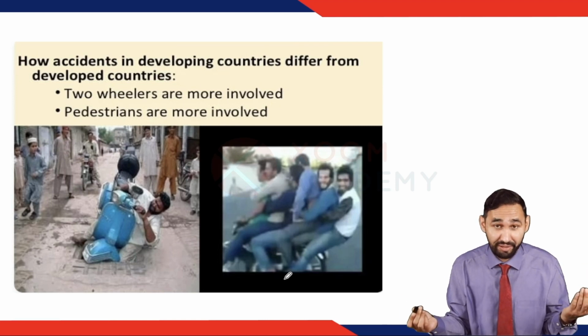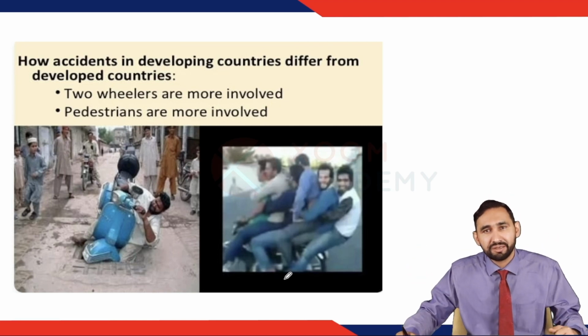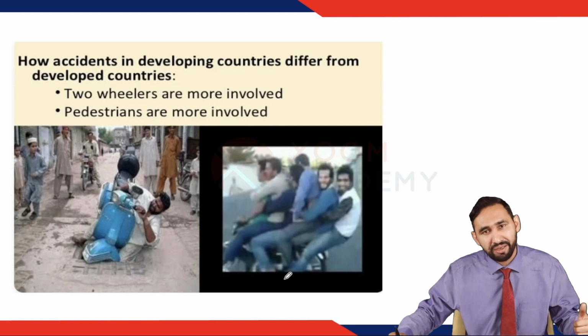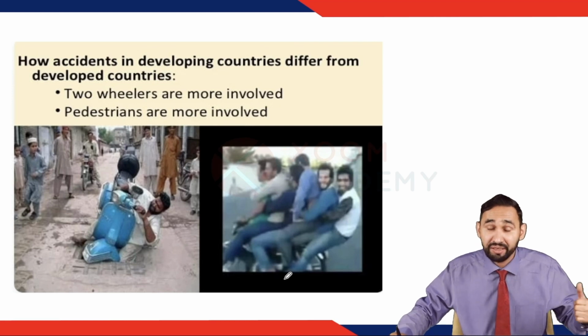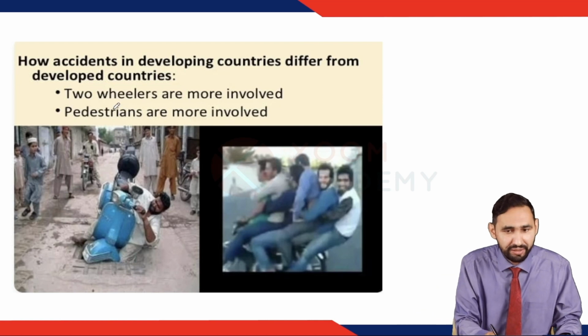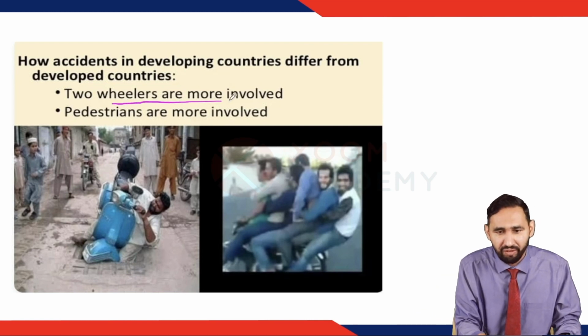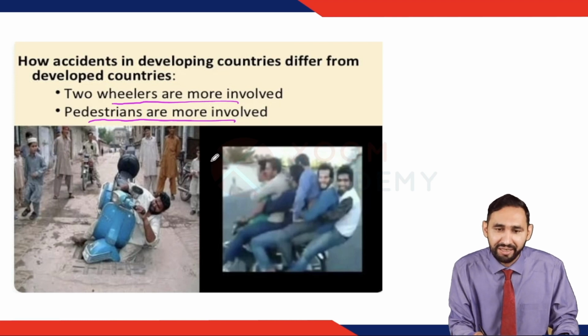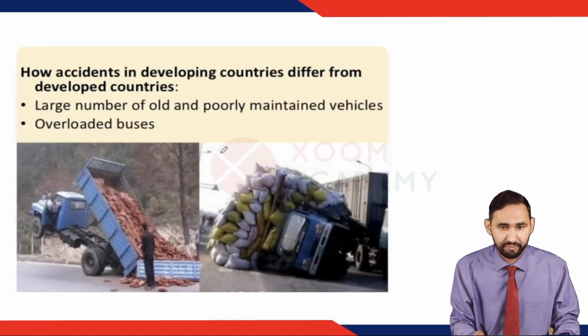How do accidents in developing countries differ from developed countries? There are differences because there is road safety in developed countries. There are rules and regulations in developed countries. There is maintenance of vehicles in developed countries. There is implementation of laws in developed countries. But in developing countries, two-wheelers like motorbikes are involved. Persons who are walking are more involved in accidents. So bike riders and pedestrians are the most common victims of accidents in Pakistan or in the developing world.